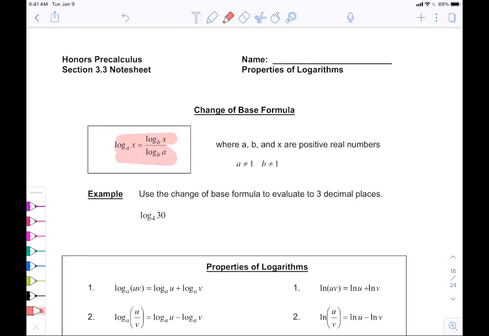So if you see the first example, I think it seems a little confusing, but I think you'll remember, oh, this really isn't that confusing. It says use the change of base formula to evaluate to 3 decimal places. Does anybody remember where you can find the log button in your calculator? So look at your calculator. There is a place to evaluate logs. So that's what this question is asking us to do.